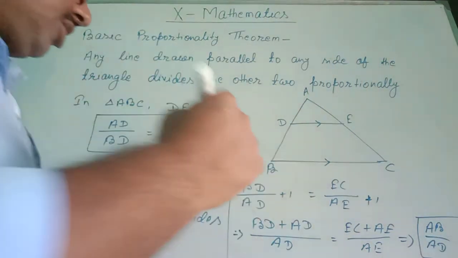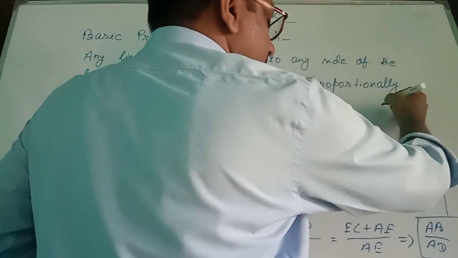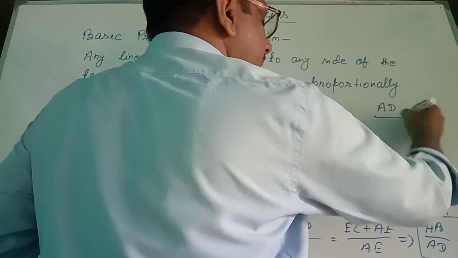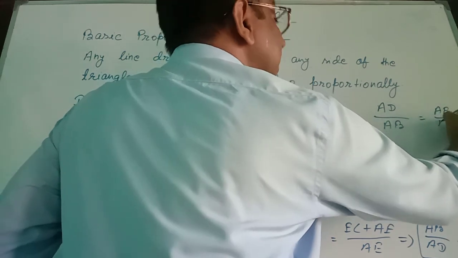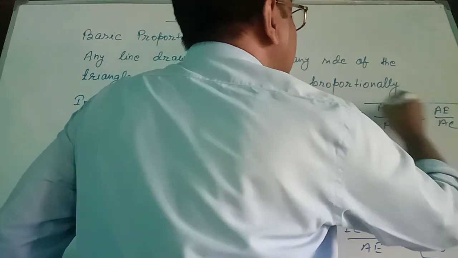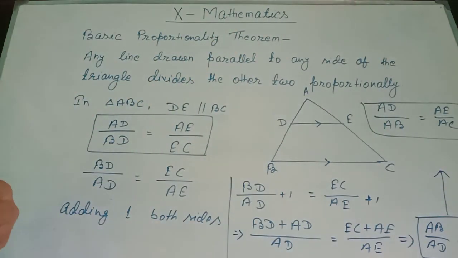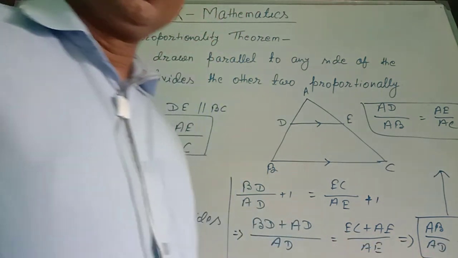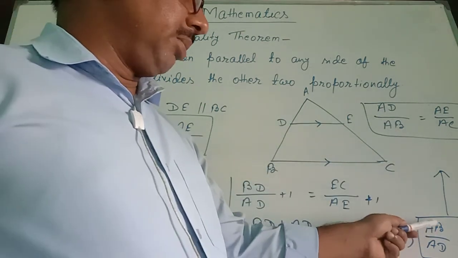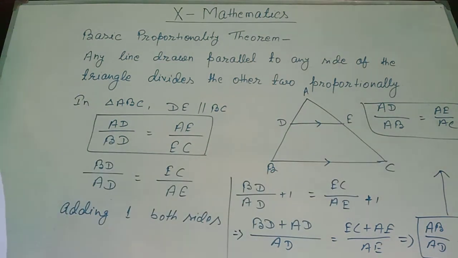We can write the reciprocal of that derivation. Reciprocal will be AD by AB equal to AE by AC. So number 1, this is the original form of the basic proportionality theorem. Number 2, this is the derivation of the basic proportionality theorem, and number 3, this is the reciprocal of the derivation. All these three conditions will be used to solve the exercise. In the next class, we will start the exercise.